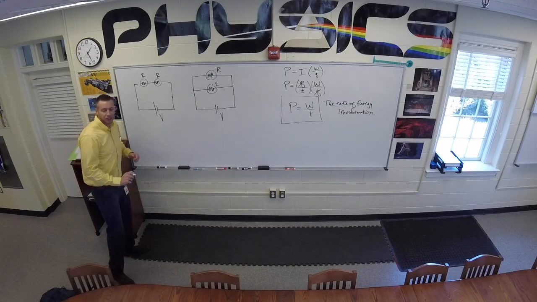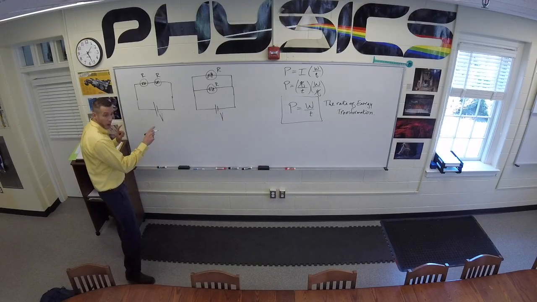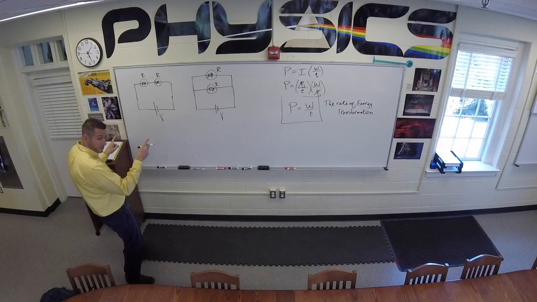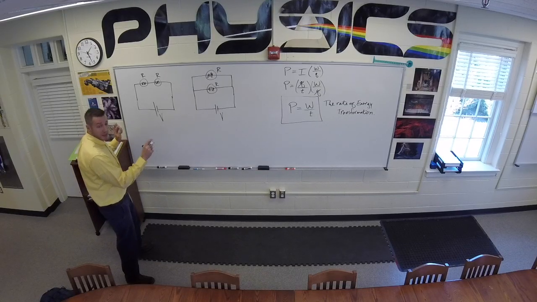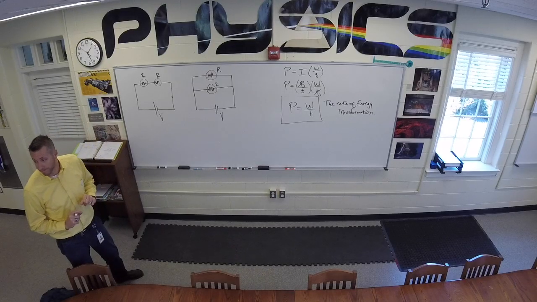It's a simple slash interesting question. Under these conditions, if the light bulbs are exactly the same and the batteries are exactly the same, these 2 circuits do not produce the same amount of light. That is true.